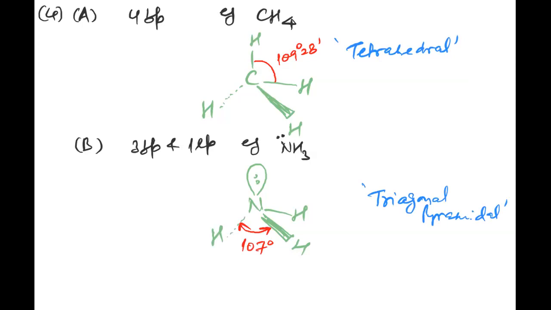I'm repeating again. If we have 4 bond pairs of electrons, for example CH4, this geometry is known as tetrahedral geometry. If we have 3 bond pairs and 1 lone pair, the geometry is known as trigonal pyramidal geometry.